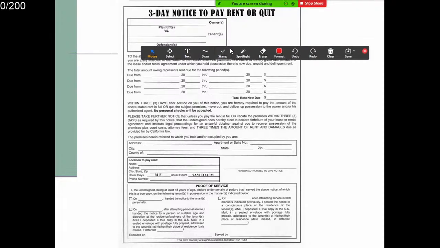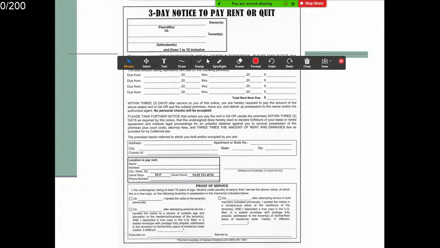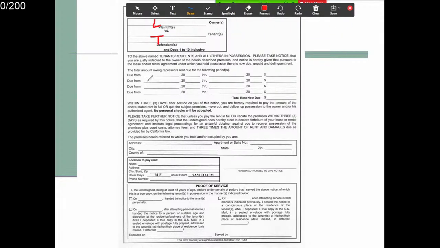So it looks something like this, okay? 3-day notice to pay rent or quit. Okay, so plaintiff is the owner, right? The landlord. Tenant is here. Okay, and you can only collect the rent, no late fee. Okay, from this day to this day, how much? That's 1 month. Okay, if you have more than 2 months, that's no good, right? You're not doing the job.